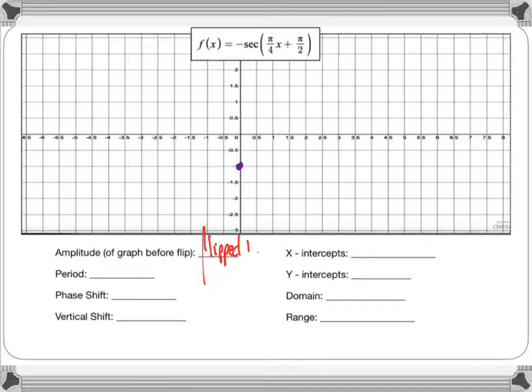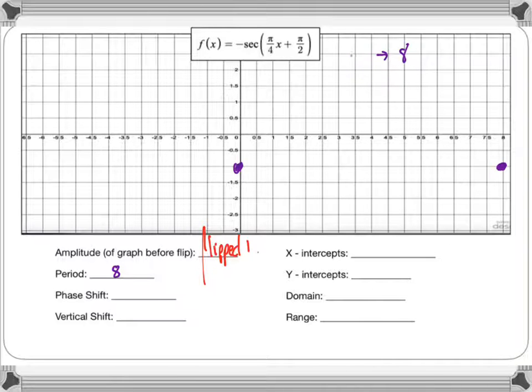Okay, so now we need to determine the period so we can see how much it's going to stretch from left to right. To do so, we take 2 pi, and we're going to divide pi over 4 into that. So after doing that out, we're going to end up with 8. And so the period is going to be 8, which means it is going to return right back to here. So it's going to go through its entire cycle from 0 to 8.